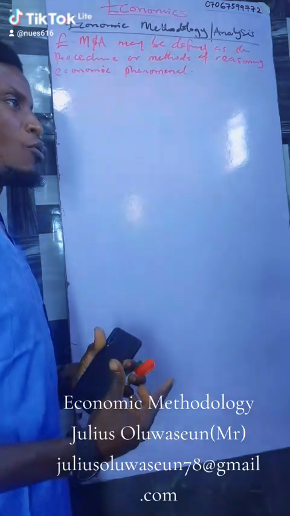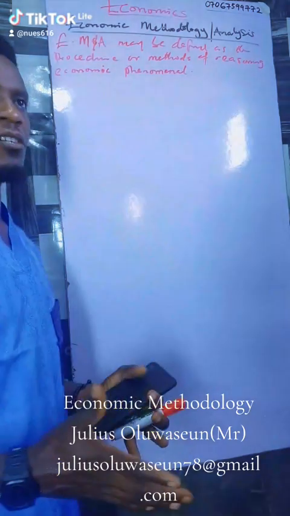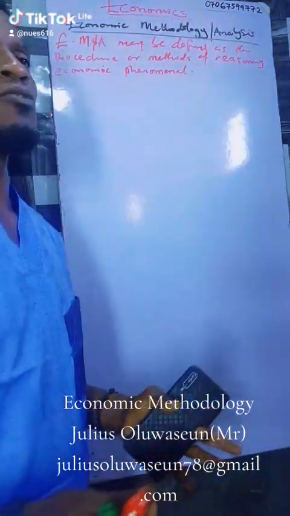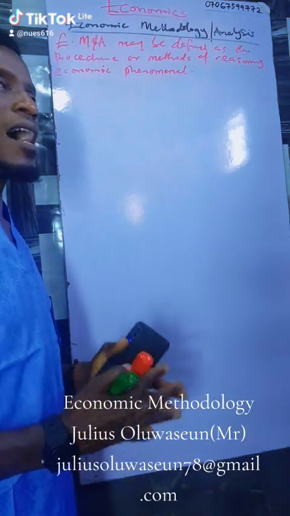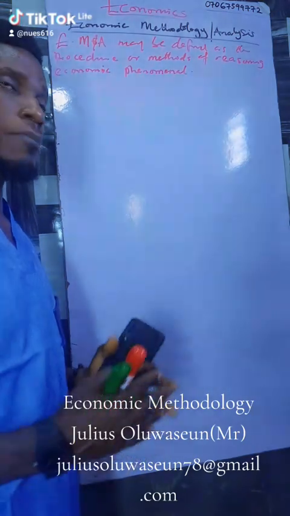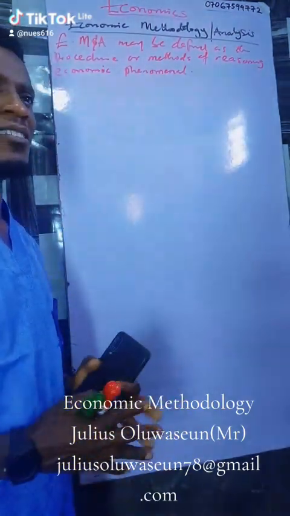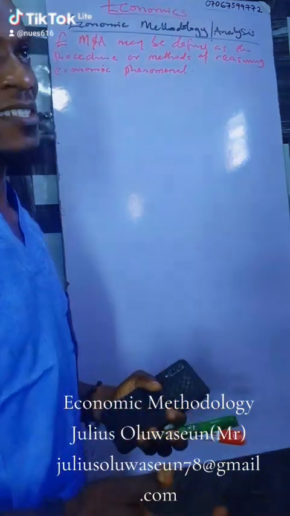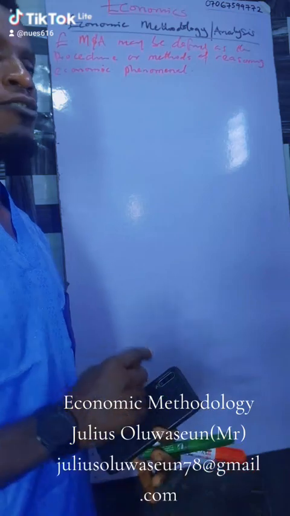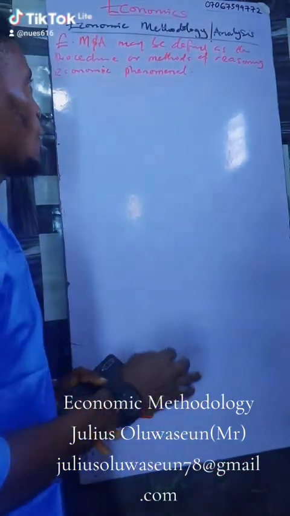Is that taken? So economics as a science, why? Because it adopts scientific procedures or methods. And you know that when we are talking about scientific procedures or methods, we are referring to observation, collection of data, interpretation, formulation of hypotheses, testing of hypotheses. Those are procedures of science. Is that taken? So economics is a social science, and also economics is a science. Why? Because it adopts scientific procedures or methods.